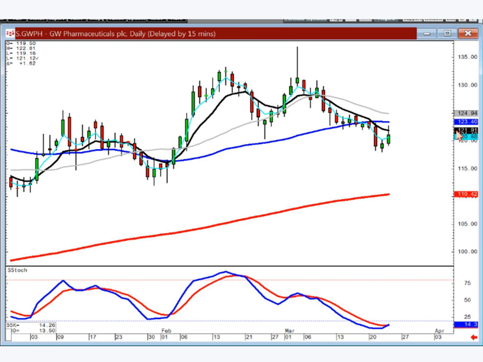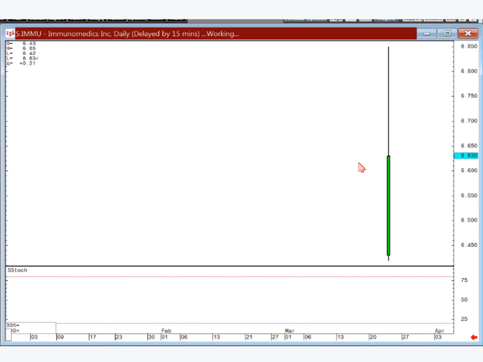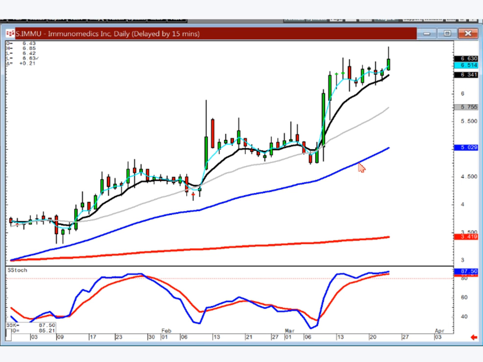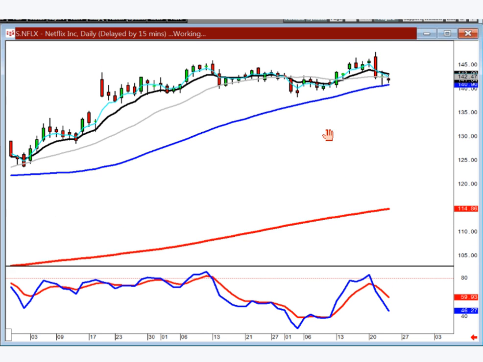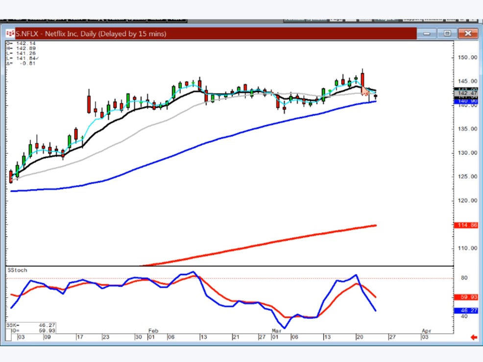GWPH, stay short until you see. If I was short, though, I would have covered my short position today, being in the oversold area and confirming that it was probably going to pop up at least to the T line. And I would not go long until you see it close above the T line. And I'd go short if it came back down through the open of yesterday. IMMU, stay long. That's a good looking chart. Netflix is another one that's just kind of soggy sideways. Probably wouldn't be long or short this one right now.